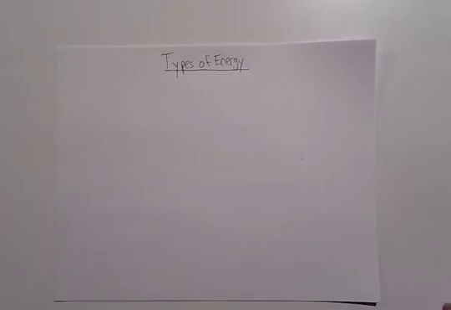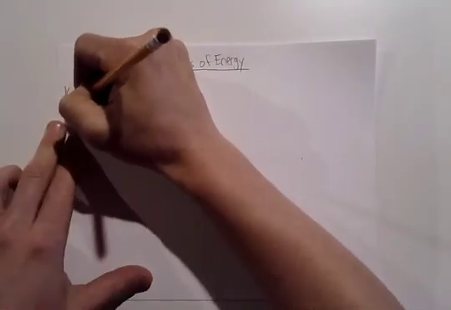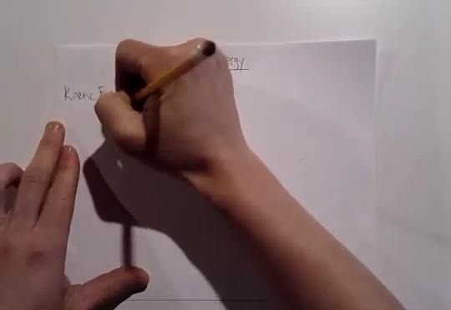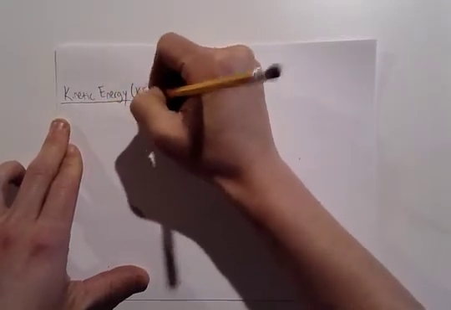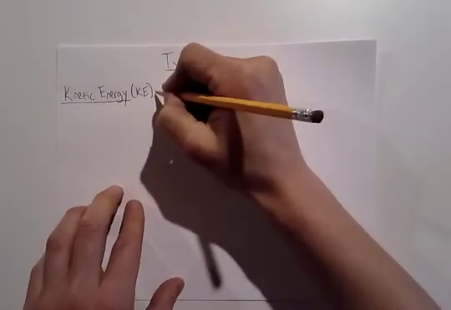Hey guys, today we're going to go over two types of energy that we're going to look at. And the first type you've probably heard of before is called kinetic energy. And we abbreviate that with a KE, capital KE. Alright, that's one variable, KE.